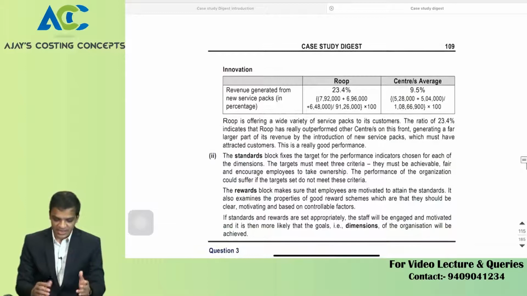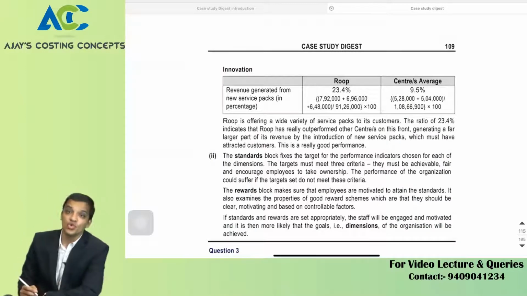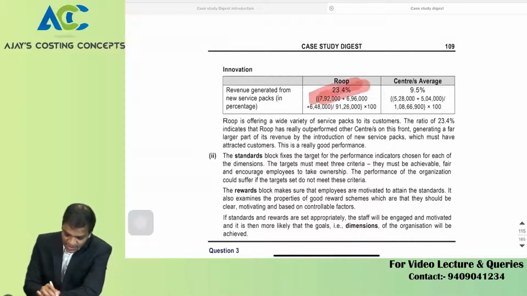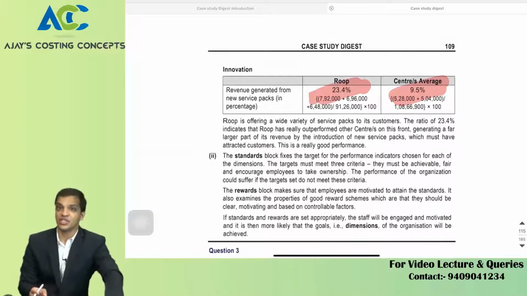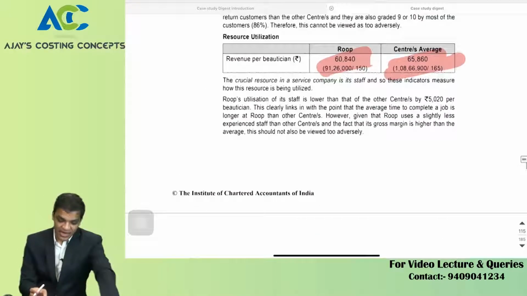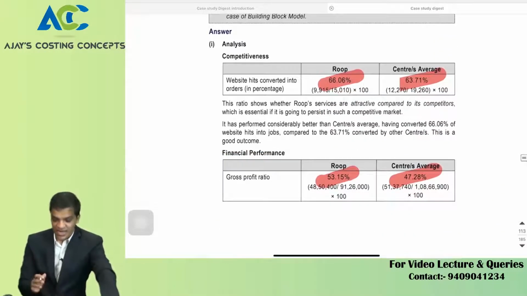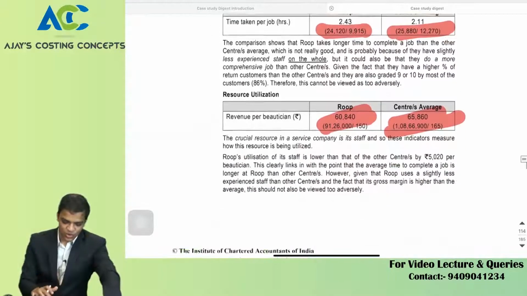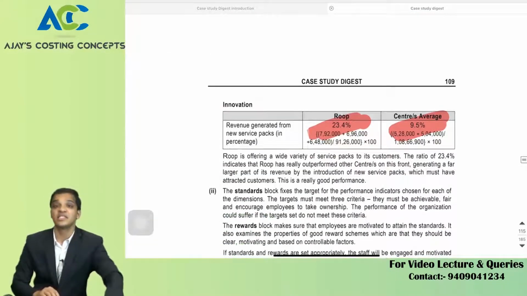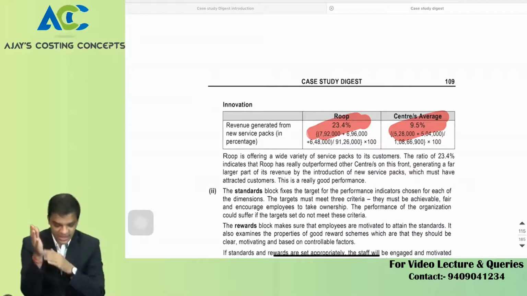Further, innovation, as I said: we have 3 new packs, on an average it was 2 new packs. The revenue from 3 new packs is higher compared to the revenue from that. So in that matter also we are doing much better. So the financial aspects have already been discussed. As I said, you have financial performance, competitiveness, quality of service, flexibility, resource utilization, and innovation. These are the 6 bullet points that you need to understand when it comes to the building block model. So we have compared all those 6.